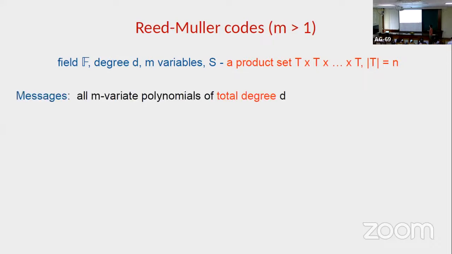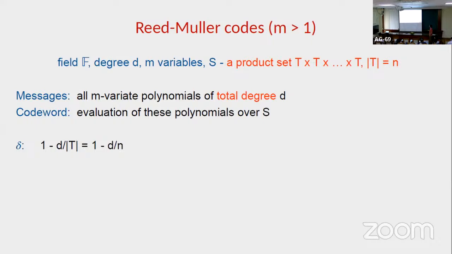If you want to visualize it in 2 dimensions, it's a grid. And here the messages are m-variate polynomials of total degree d. The encoding is just the evaluation on this grid. The distance of this code is also equal to the distance of the Reed-Solomon code that we saw previously. Why is this? This is because of the Schwartz-Zippel lemma. Okay, I won't tell you what the lemma is if you haven't seen it, but Google for it.